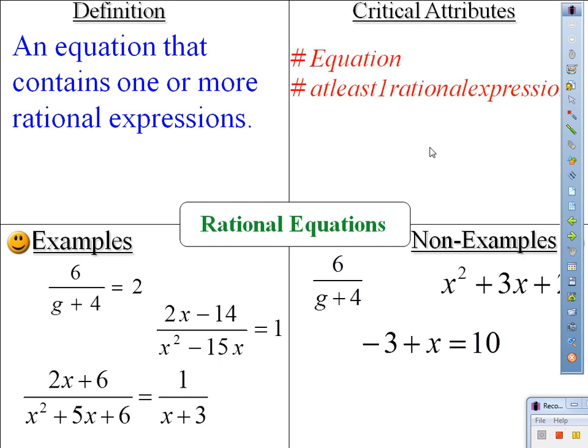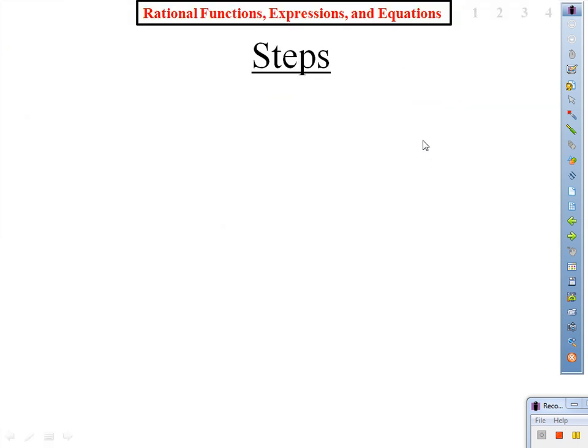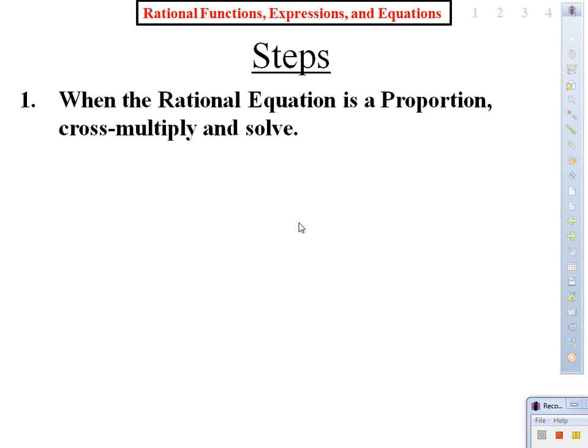All right. As we continue and progress to the second semester, it's going to become a little bit more fun in regards to processes. So I'm going to be giving you the steps for this lesson as I did the other day. Here goes the process. Look up to the screen. It says, when the rational equation is a proportion, cross multiply and solve. Let me repeat that again. When a rational equation is a proportion, cross multiply and solve.